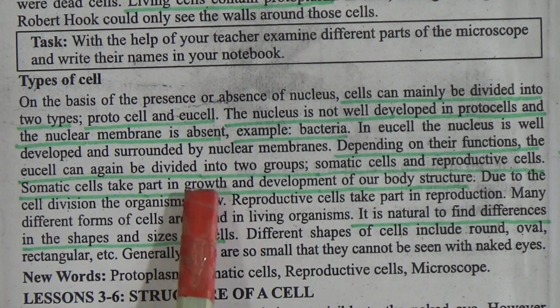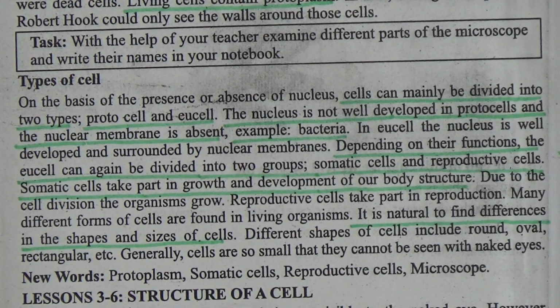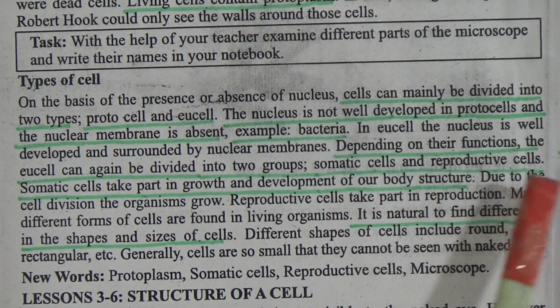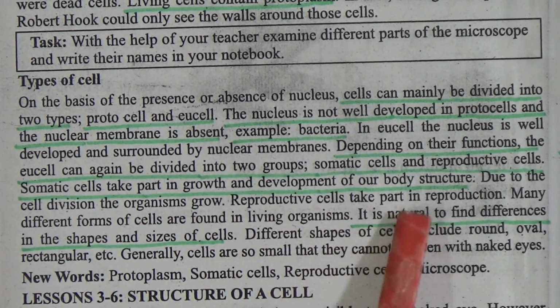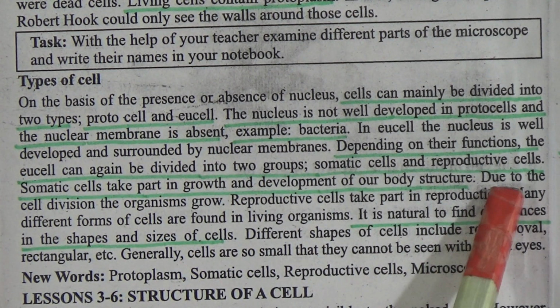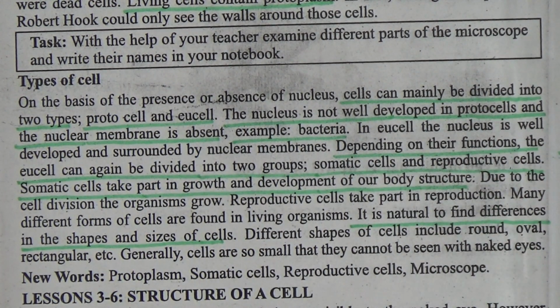Somatic cells take part in growth and development of our body structure. Due to cell division, the organism grows. Reproductive cells take part in reproduction. Without reproductive cells, no animals can reproduce, and their reproduction process is stopped.